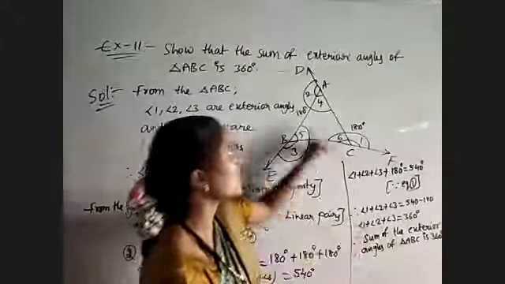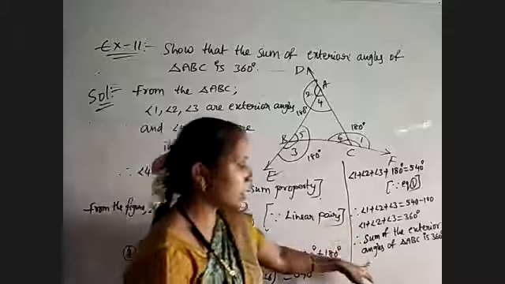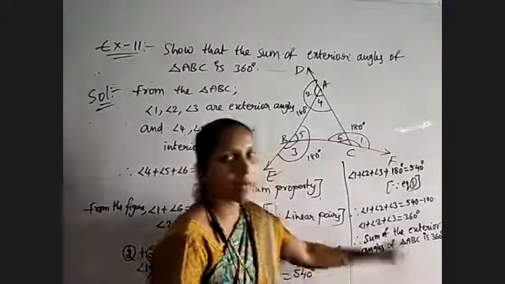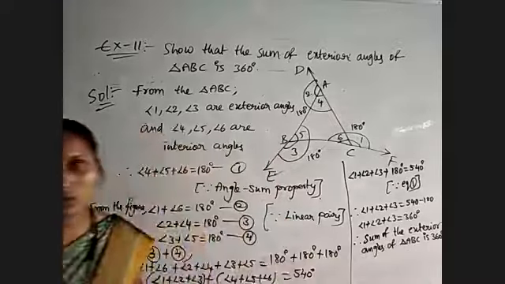And angle 1, angle 2, angle 3 are exterior angles. Thus, we have proved that the sum of the exterior angles of triangle ABC is 360 degrees. Okay.